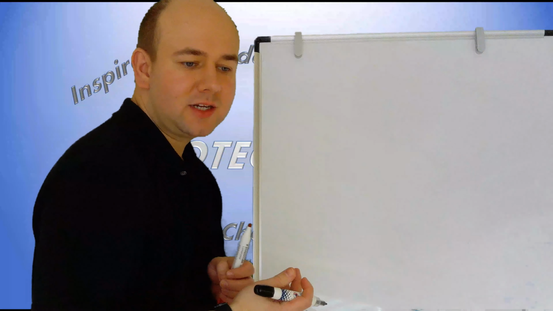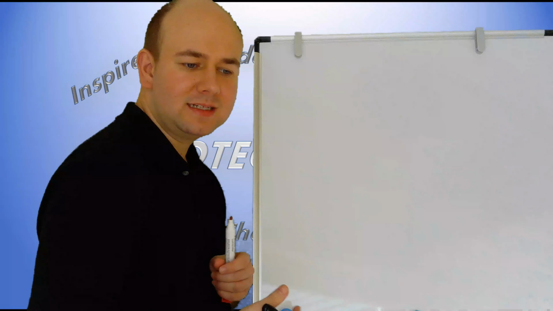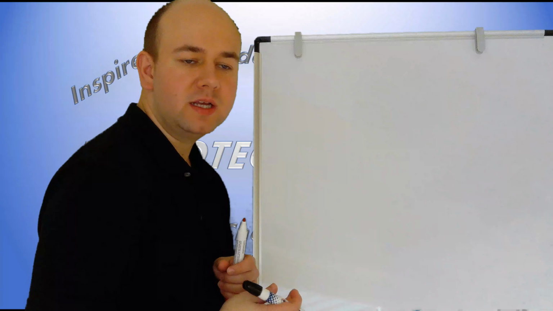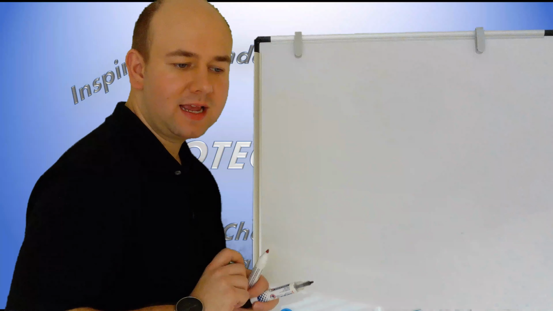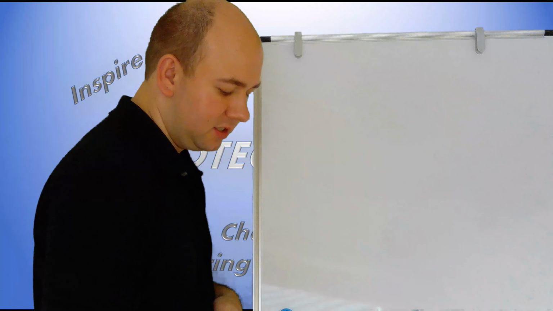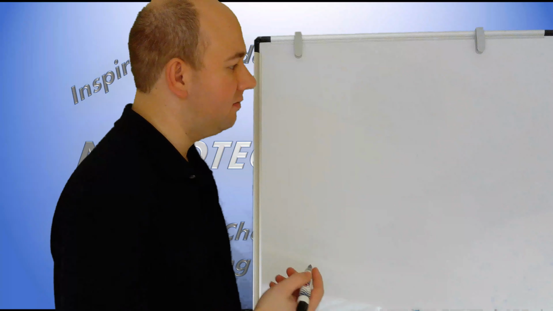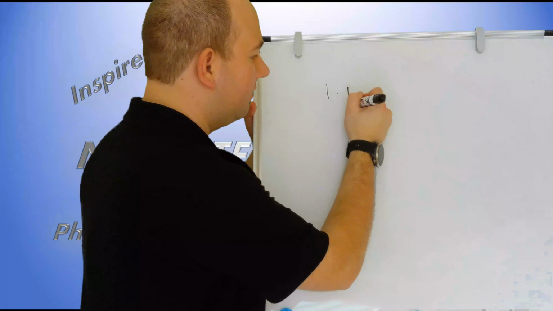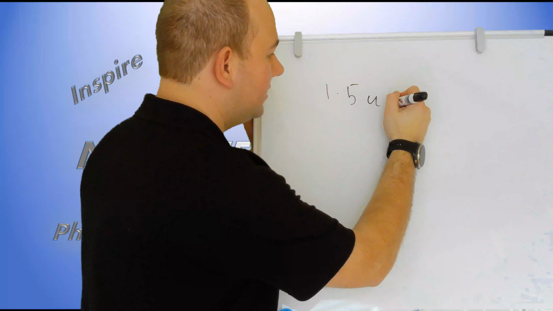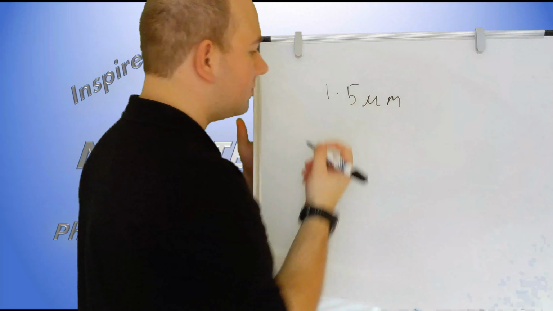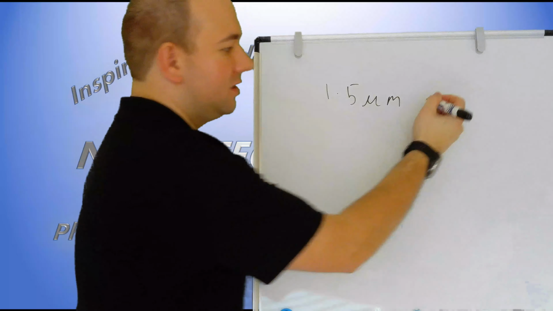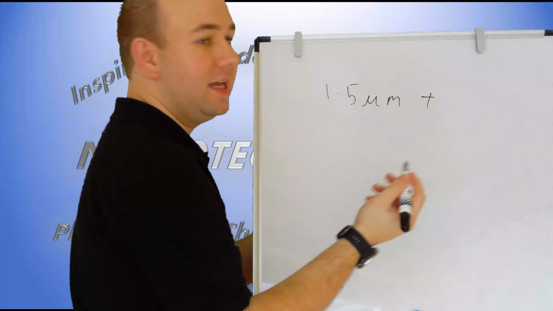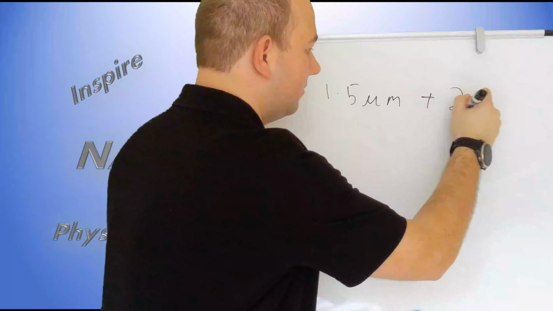So in nanotechnology, we often have to add small numbers together. So I'm just going to use a couple of examples to show you how to do maths with exponents. So let's say we have something which is 1.5 micrometers, and we want to add that to something which is, say, 200 nanometers.